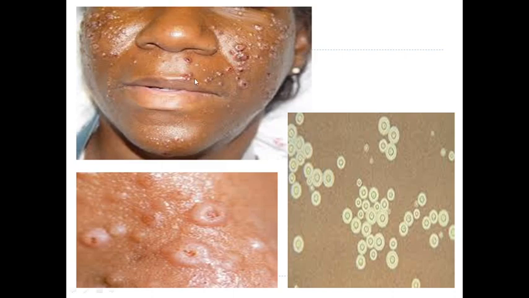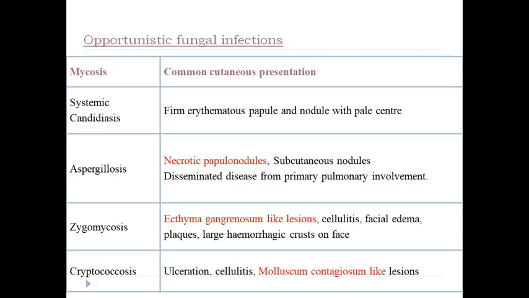You can see molluscum contagiosum-like lesions, central umbilication is there. They are small papular lesions with central depression. Molluscum contagiosum is a viral infection. That kind of lesion is there. And this is Indian ink preparation, where we can demonstrate the capsule of cryptococcus. So last few slides are there.